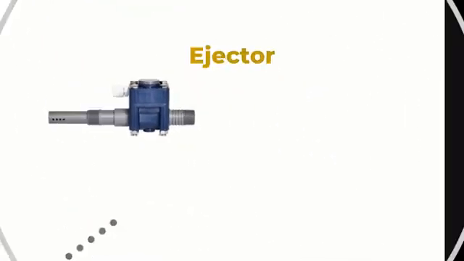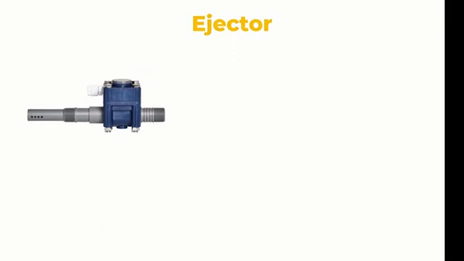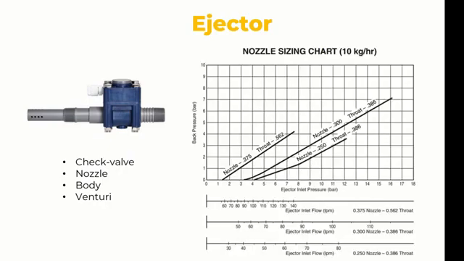The last component is the ejector. It's a mechanical device that creates the vacuum that operates the system and mixes the chlorine gas with the water. It is made up of the following elements: check valve, nozzle, body, and venturi. Manufacturers design a variety of different ejectors. You must refer to the nozzle performance charts and curves that can be found in the manufacturer instruction manuals to consider the water flow and pressure requirements for each ejector. An example of a nozzle ejector curve is given here.